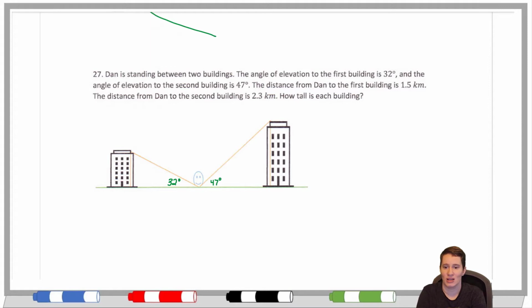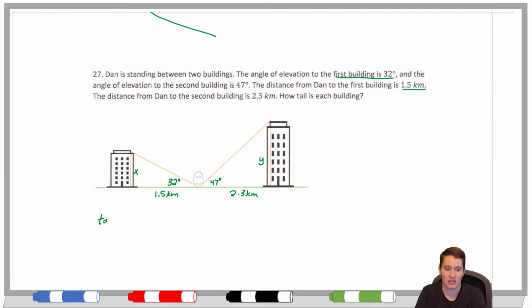So by consistent, I mean whichever angle you put for the first building, wherever you put that, we need to put the 1.5 as well. So this length is 1.5. And then this length is 2.3. I made up these numbers, so I don't know how good of an actual real life situation this is. Probably not very good at all. So we are asked to find out how tall each building is. It doesn't matter what letter we use to represent their height, but we have two things basically we're solving for. We're finding the opposite side, and we know the adjacent side.